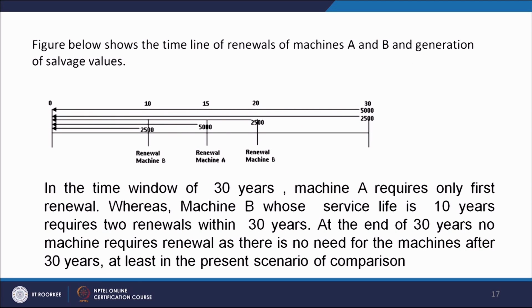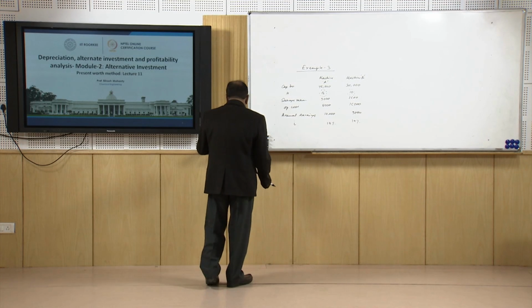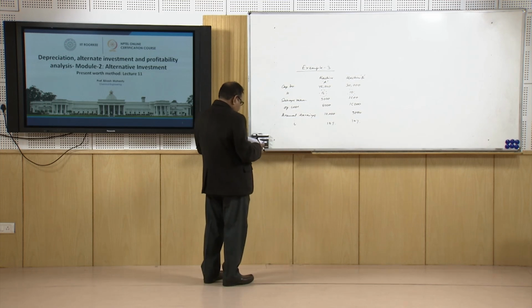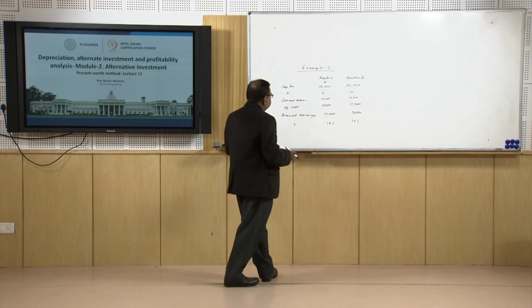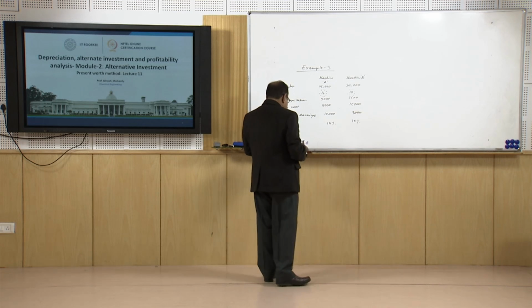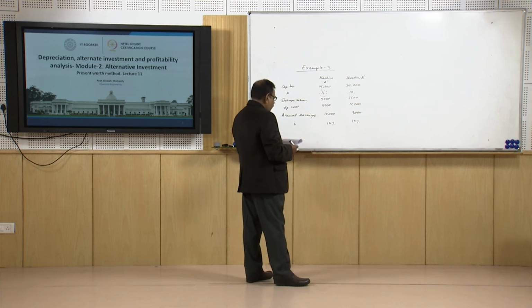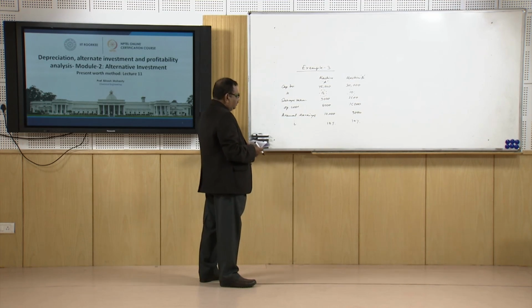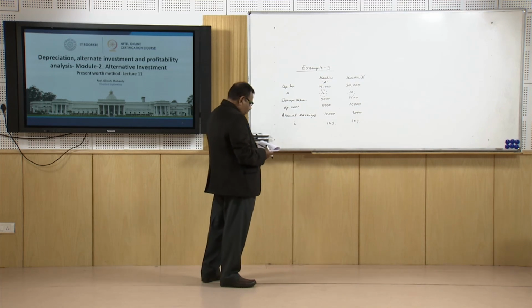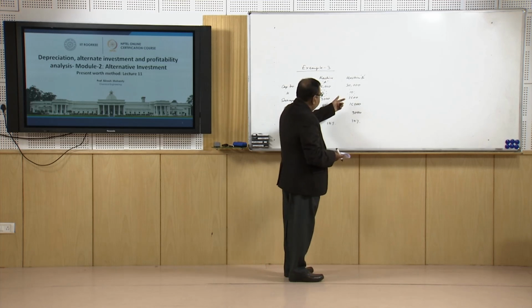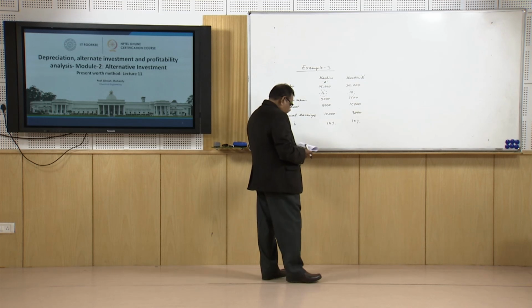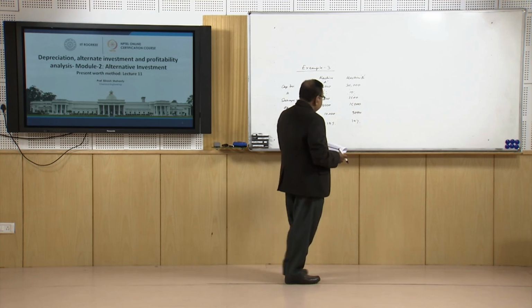Now, if you see this time window, then machine A will be renewed once because it is 15 years. I have purchased machine A at t equal to 0. After 15 years I will get a salvage value of that machine, and after 15 years what I purchase goes up to 30 years. But there will be 2 renewals for machine B. It is first on the 10th year and second on the 20th year. So, this we have to keep in mind. So, let us go for the solution.